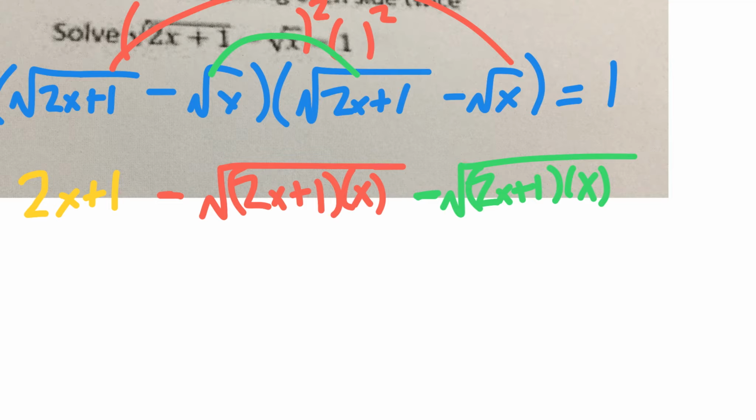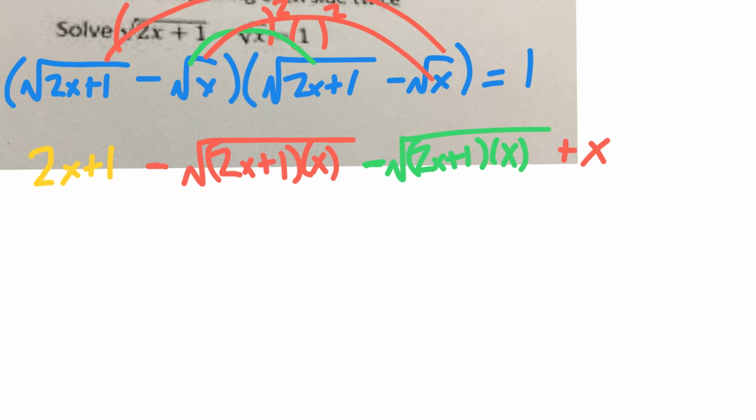And then multiply the last two terms. Negative times a negative is positive. The square root of x times the square root of x is x. And so all that should be equal to 1.